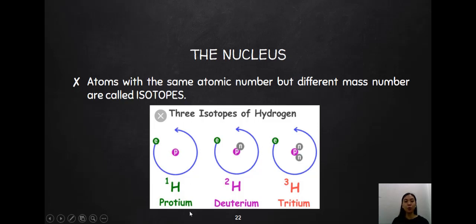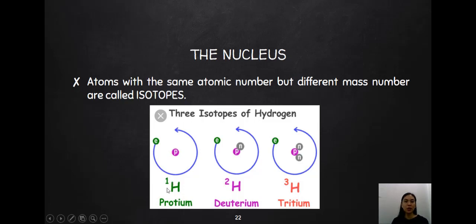You have here your protium, which is a hydrogen which consists of one proton and one electron only. And you have your deuterium, which actually has one proton, one electron, and one neutron. And you also have your tritium, which consists of one proton, one electron, and two neutrons. Sometimes we refer to this as hydrogen 1, hydrogen 2, hydrogen 3.